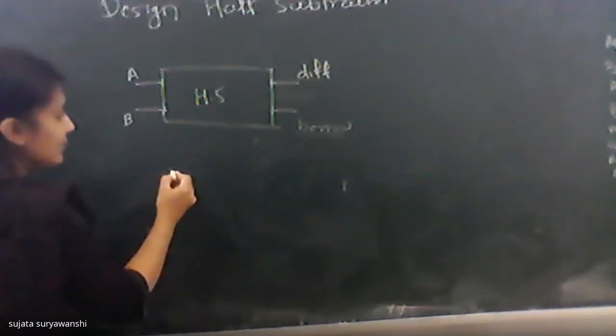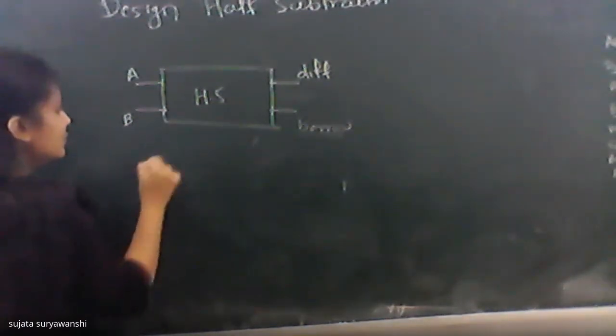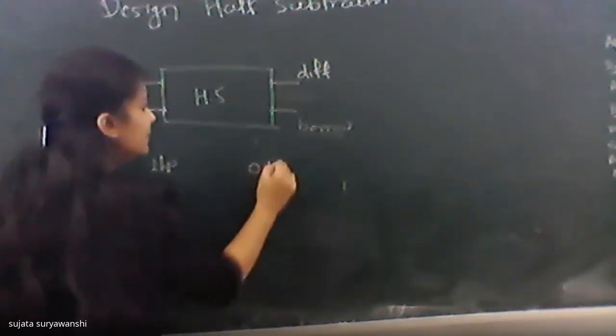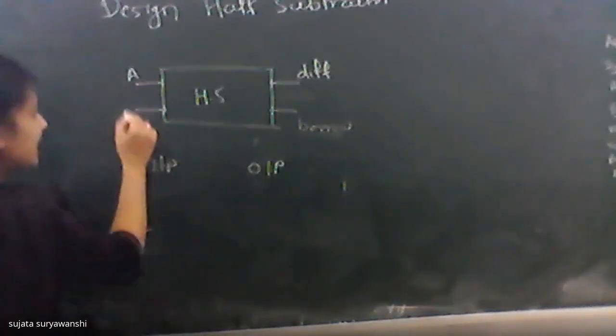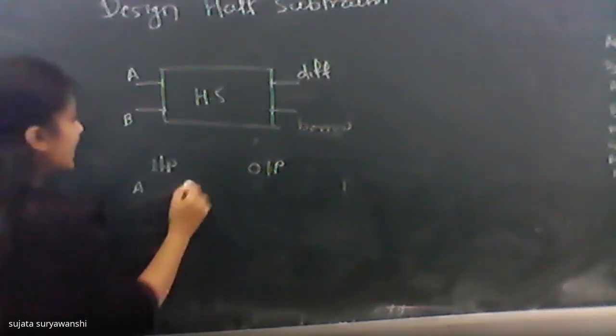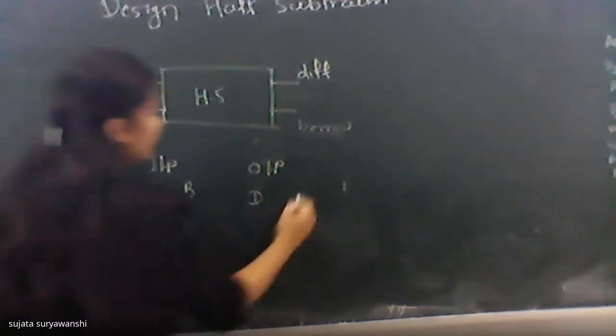Once you determine what the inputs and outputs of your problem definition are, your task is to write down the truth table. So, two inputs and two outputs. Then write down the truth table. The truth table shows the input and output relationship. Inputs are A and B. And outputs are, suppose D is the difference and B is the borrow.